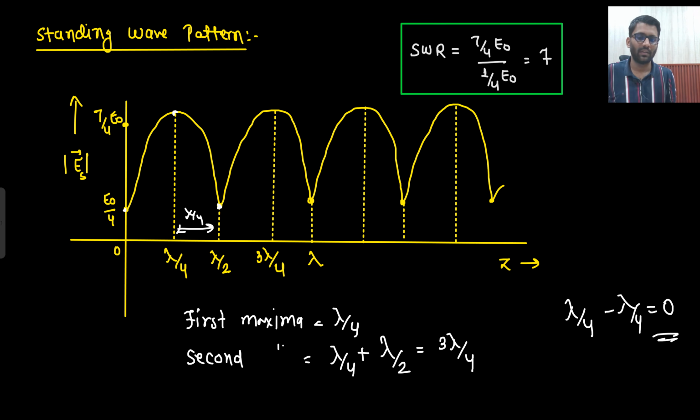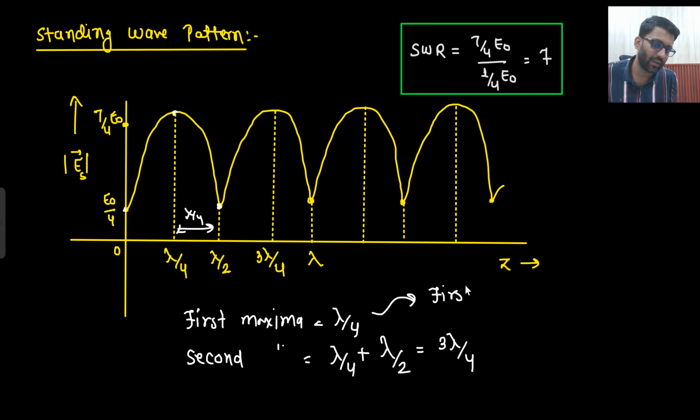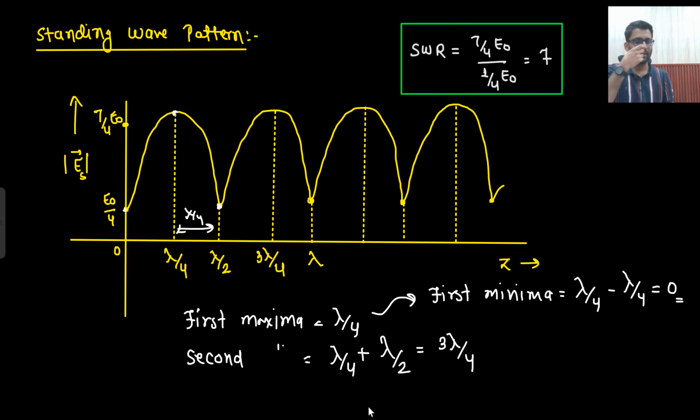Yes. Basically, your first maxima is at lambda by 4. From here, if you need to calculate first minima, that would be, sir, lambda by 4 minus lambda by 4. That would be at 0. Yes, you are getting at 0.